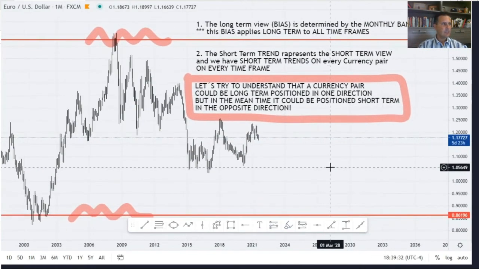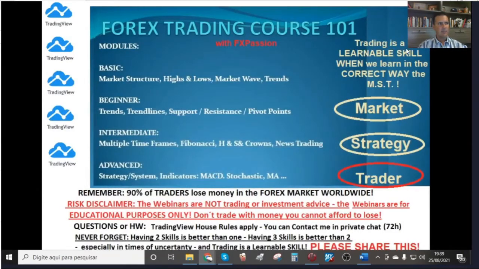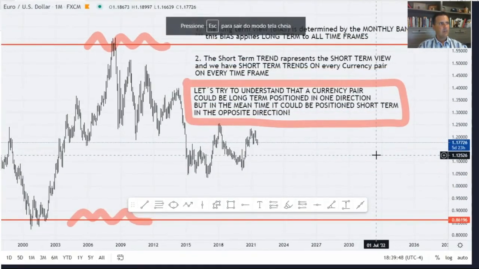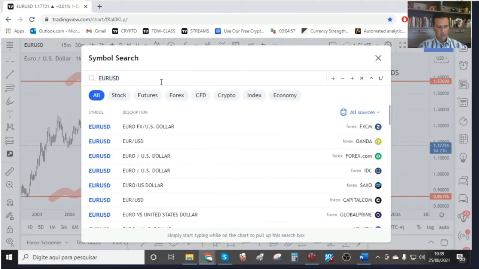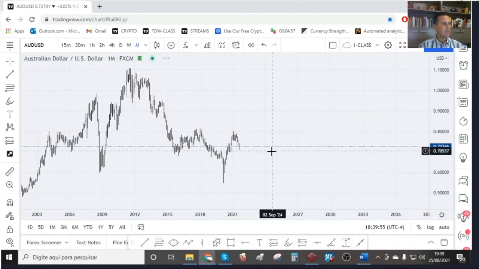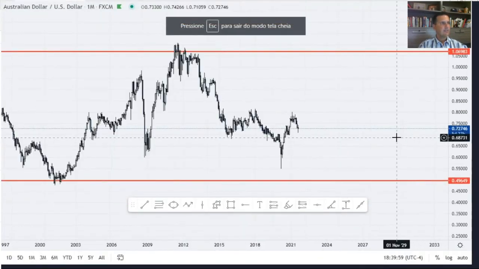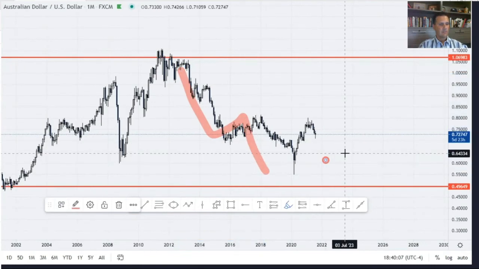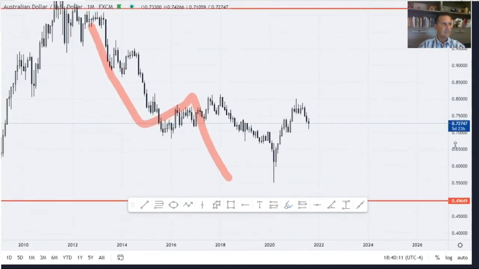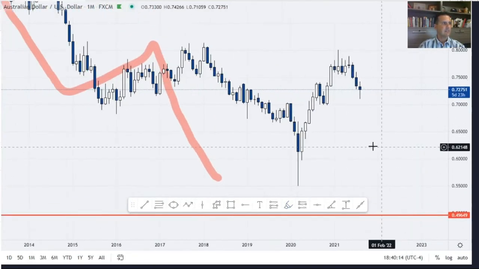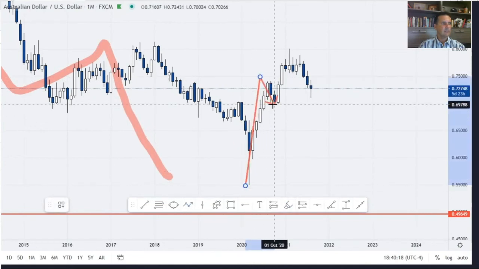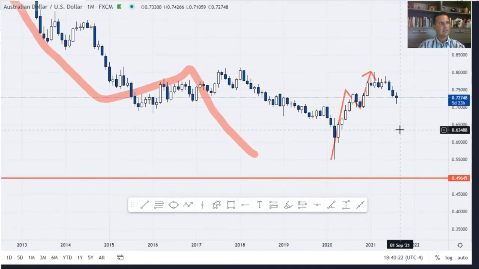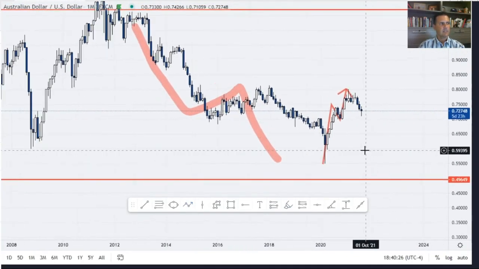Okay, with this knowledge, trading is a learnable skill, so you can make money, live from the market when we learn the correct way. With this knowledge, you can understand AUD USD, just as an example. You can understand why the long-term view was down, but in the meantime, your friend, the professional trader, was going long. He or she was buying AUD, right?